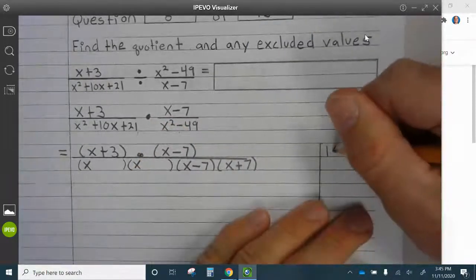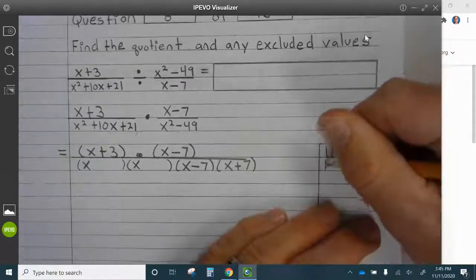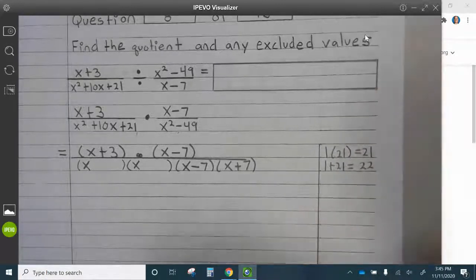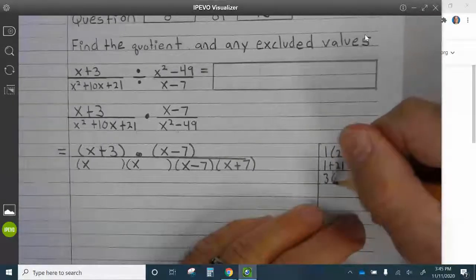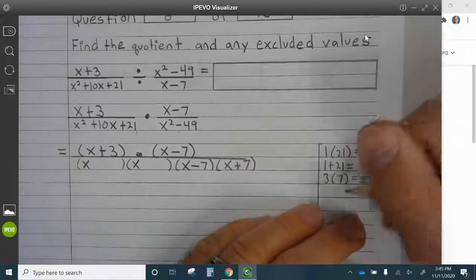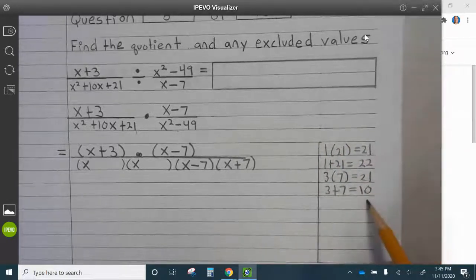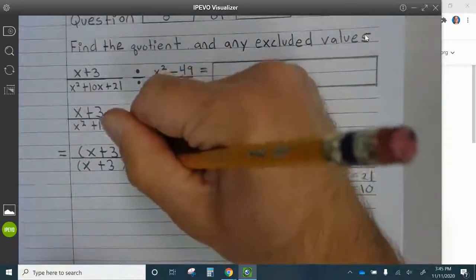So 1 times 21 is 21. 1 plus 21 is 22. So we're pretty far from 10. So now 2 doesn't work. 3 times 7 is 21. 3 plus 7 is 10. We have our 21 and 10. So our factors are x plus 3, x plus 7.